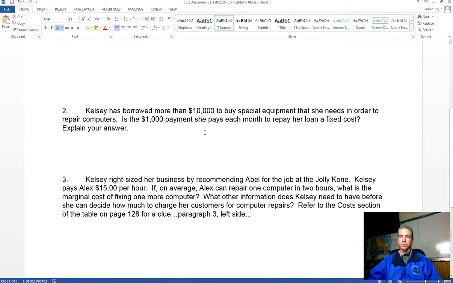Question 2. She's expanding her business. She borrows $10,000 from the bank, gets some equipment, but she's going to have to pay a $1,000 payment each month. And so the question is, is that a fixed cost? Let me give you a hint. It is a fixed cost, but you need to tell me why it's a fixed cost. You need to explain that. So there's a big hint for you. The answer is, yeah, it's a fixed cost. Why is it a fixed cost?